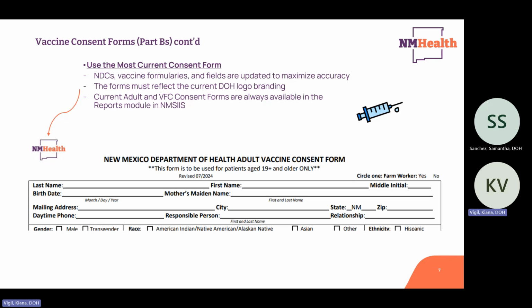Also, please ensure you are using the most current consent forms. This is because NDCs, vaccine formularies, and fields are updated to maximize accuracy. And the forms must also reflect the current DOH logo branding. As a friendly reminder, current adult and VFC consent forms are always available in NMDOH under the reports module.